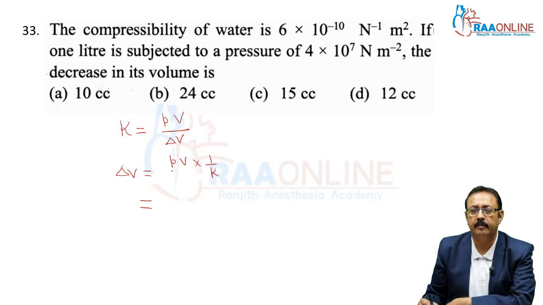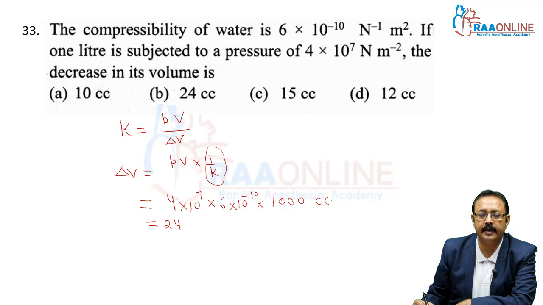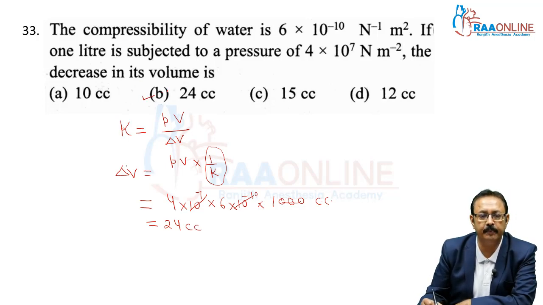What is pressure? Pressure is 4 into 10 to the power 7. The reciprocal of bulk modulus is compressibility. You can see the units are reverse only. So I am taking that, 6 into 10 to the power minus 10. 1 liter means 1000 cc, a very practical unit you use in daily life. So I will get delta V in cc. So with which answer do I have to go? The number is 24. Now count zeros. Plus 10, 7 and 3, and minus 10 cancel out. So only 24 cc. So I have to go with option B.